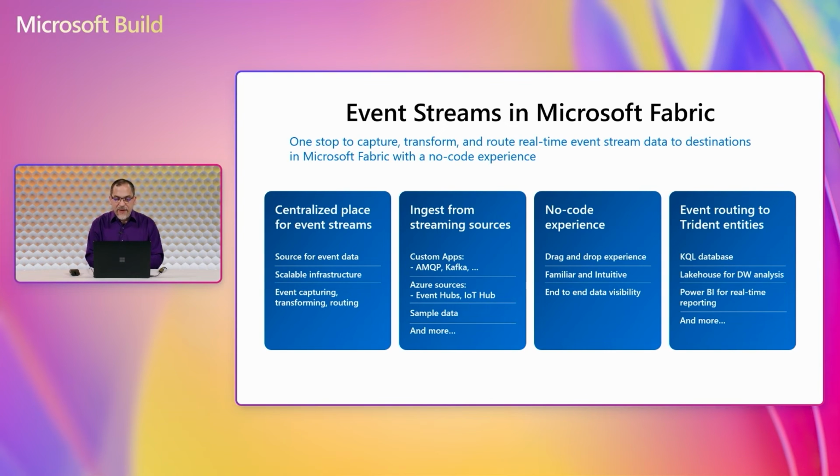We'll also provide event routing to Trident entities. So in real time, we have the KQL database, which is a fantastic database for doing real-time indexing of your data at high speeds and high throughputs. We'll also be able to send the events to a lakehouse for DW analysis. As part of that sending to the lakehouse, we'll automatically transform those events into Delta Lake. You can send it to Power BI for real-time reporting. And we'll continue to extend those destinations.